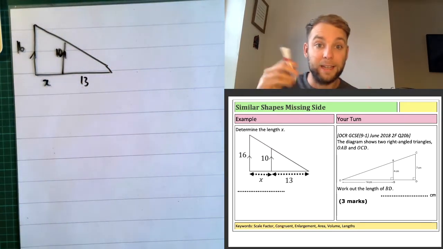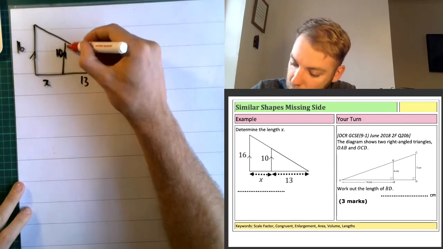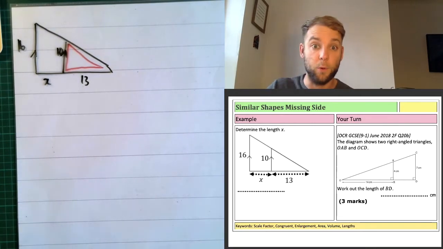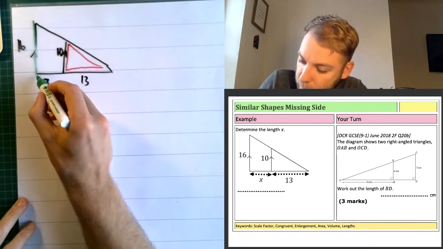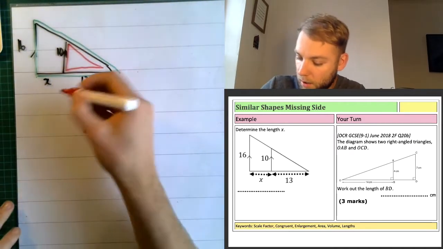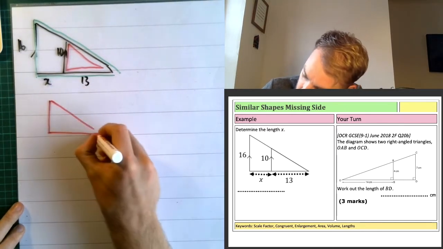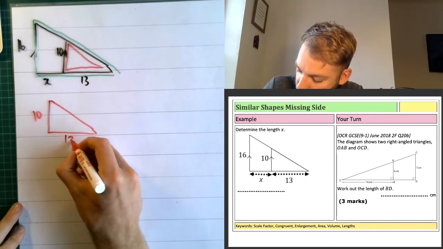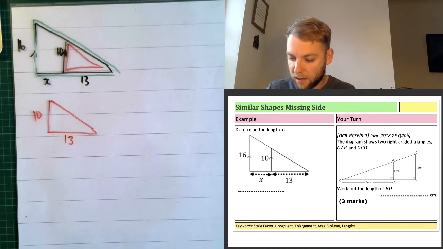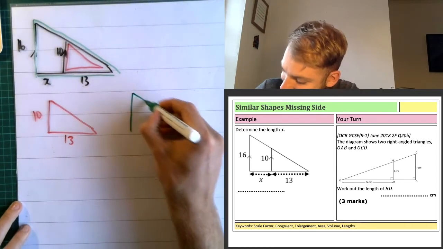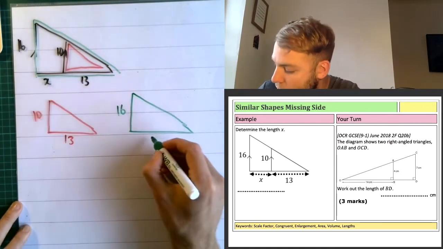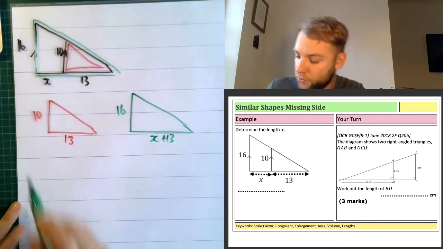Now, same as always, we need to draw out the 2 shapes, which are similar. So I've got this one here on the right-hand side, which is that smaller triangle. And I've got this one here, which is my larger triangle there, like so. So my red triangle, which is my smaller one, has got a height of 10 and a width of 13. Okay, and my green one has got a height of 16. And the width here is, I don't know, but I know that it's X plus 13. Okay, 13 plus the X.